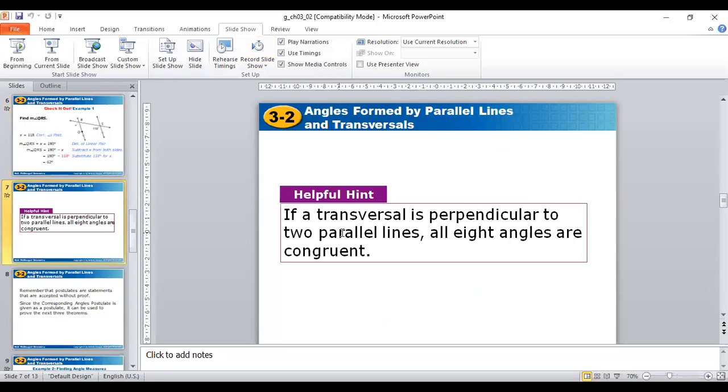The next one is this: if a transversal is perpendicular to two parallel lines, all 8 angles are congruent. If you remember, we had drawn two straight lines and then one straight line cutting them exactly straight. This one, what they are saying is this. I'll show you. This is one line, and this is another line.